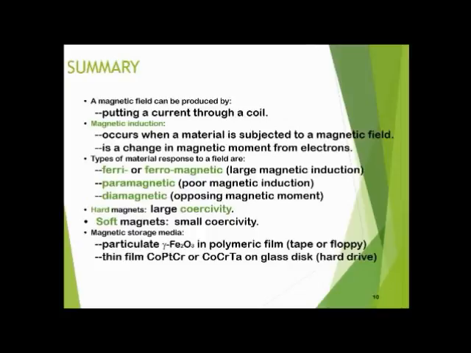Hard magnets have large coercivity and soft magnets have very small coercivity. This term coercivity you can find in the book. These are on the basis of the BH curve. If you read in detail how the BH curve is formed, you will understand everything. There are also some examples of magnetic storage media, like iron oxide in polymeric film, keeping safe the tapes and floppies, a thin film of CoPtCr, that is cobalt platinum chromium, and the glass disk of hard drives.